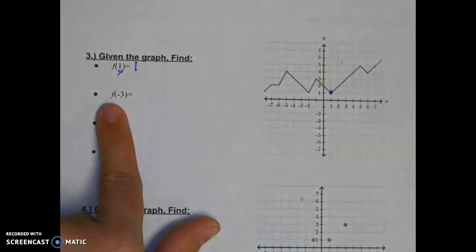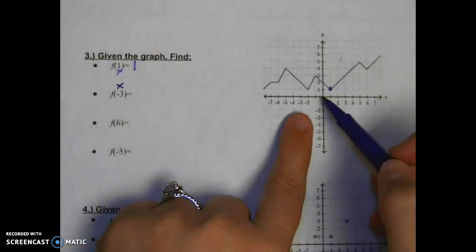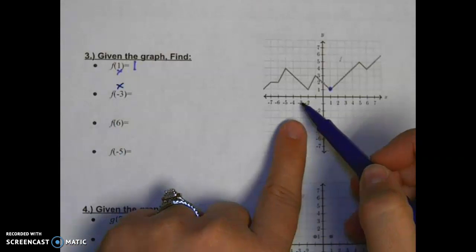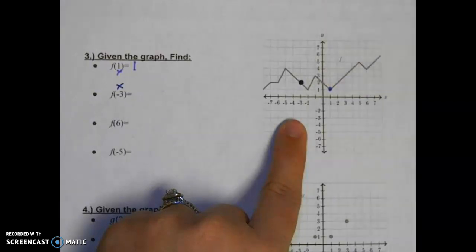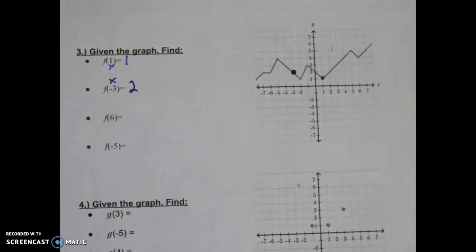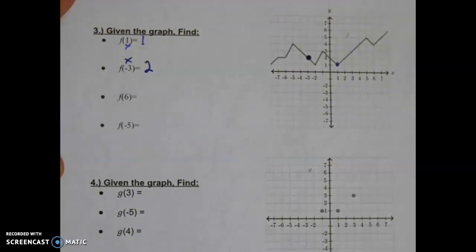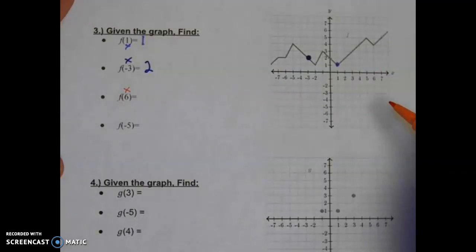Okay, let's try the next one. Maybe this one will make sense. -3. When x is -3, what should my y be? Well, let's see. I know -3 is here, so I know that, oh look, my line is above my x-axis. I know it's going to be right there. So what is going to be my y output? It's going to be 2. At -3, we're going to have 2. Think of it kind of like finding points. Okay, so when x is 6, what's going to be my y? 4, right? So here's my 6, and that's where it is, at 4.